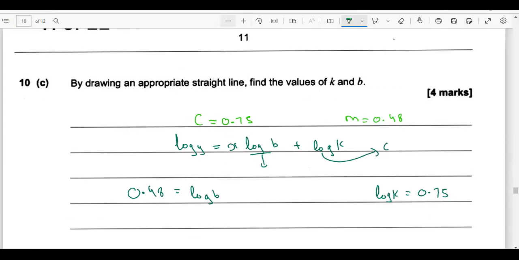Okay. Now for finding the value of b, we can just use 10 directly. So k is going to be, this is k. I can write k as 10 to the power 0.75 and b is going to be 10 to the power 0.48 because we know log inverse is basically 10 to the power this number, and that is how we solve it. So you can just find your values accordingly. B would be 3 and the other one would be 10 to the power 0.75. So it is 5.6.